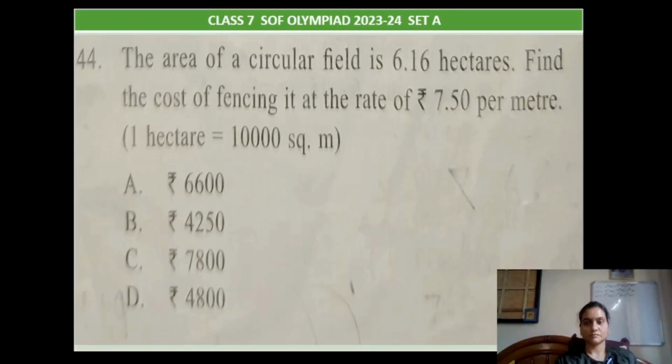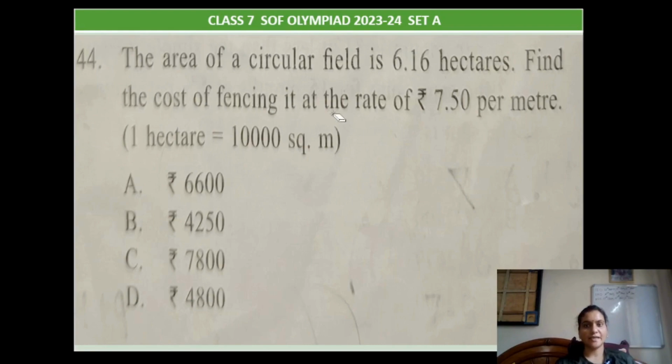Let's start. Question number 44. The area of a circular field is 6.16 hectares. Find the cost of fencing it at the rate of 7.50 rupees per meter. So 1 hectare is equal to 10,000 meter square.